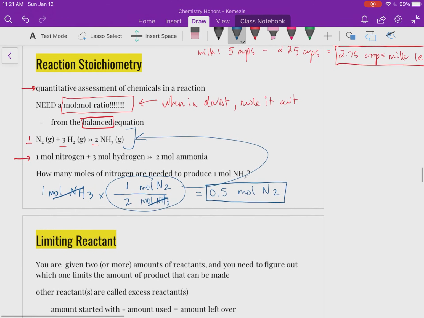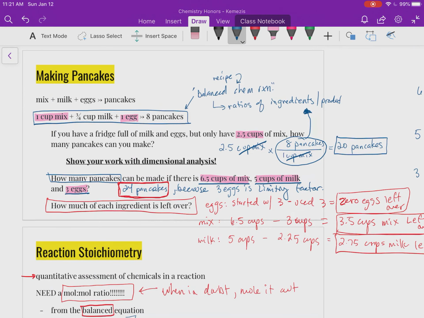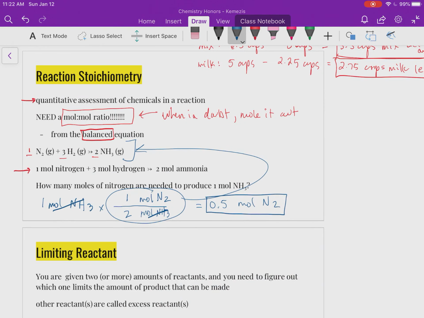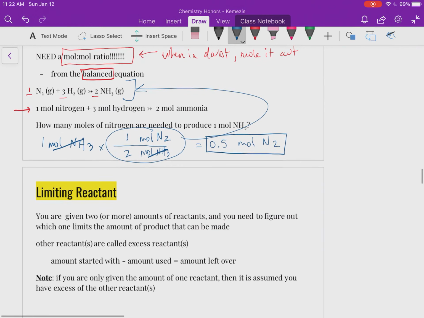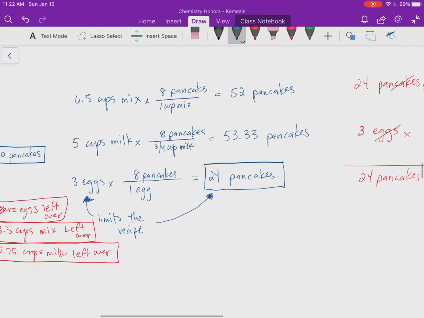And what we were doing before is this idea of limiting reactant, when you're given multiple amounts of reactants. It's when you are given 2 or more amounts of reactants and you need to figure out which one limits the amount of product that can be made. And we did just that, right? We figured out which one gives us the least amount of product.